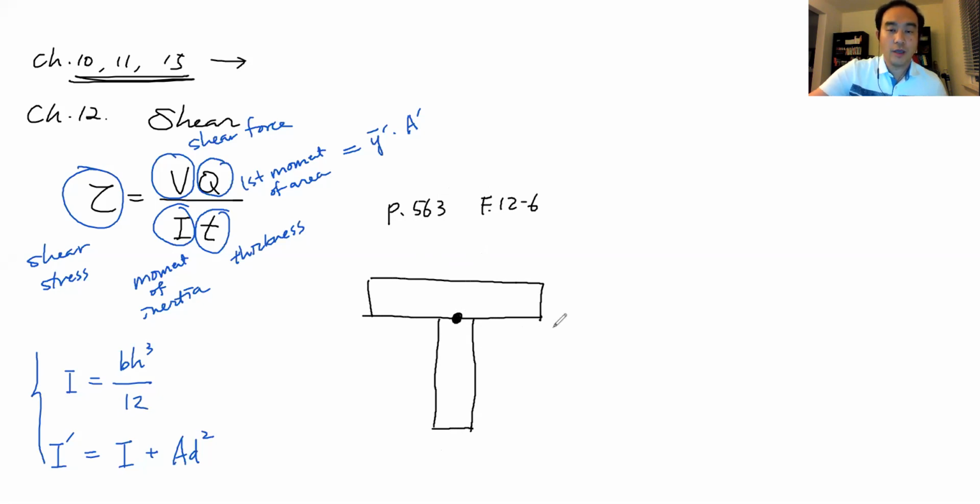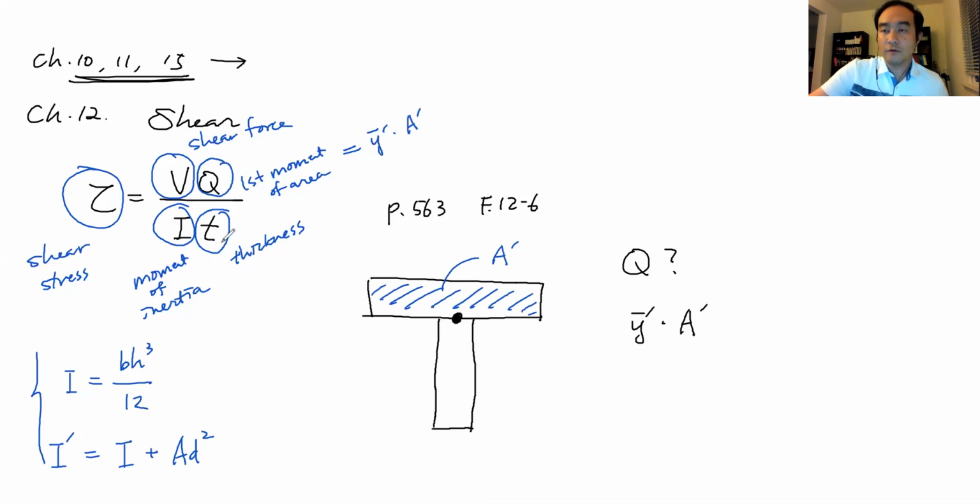Then how can we calculate Q? That's my question. I said Q can be calculated as y bar prime times A prime. In this case, A prime is going to be the area from the top to the location where we are estimating the shear stress. So this top flange, this shaded area, will be A prime. Now what is y bar prime? Y bar prime is this.